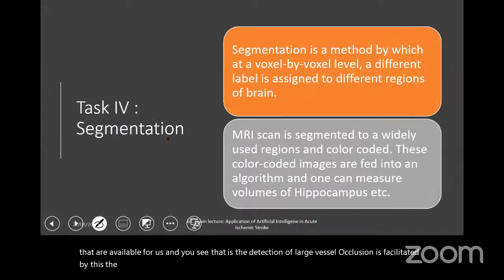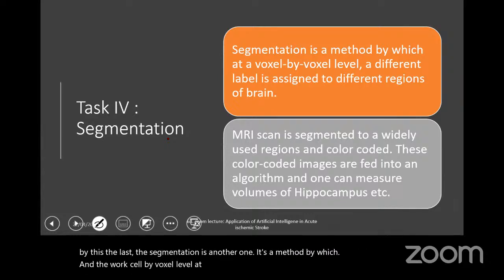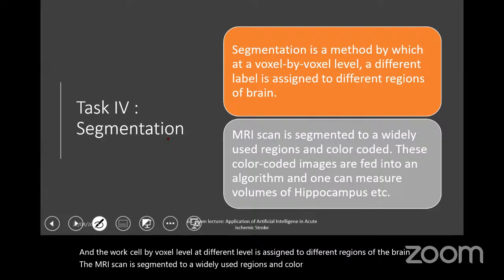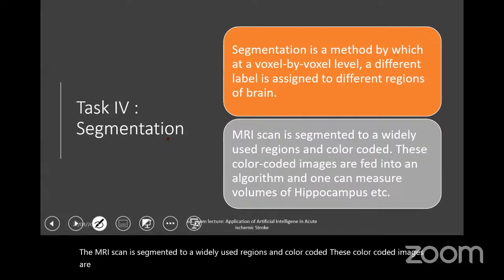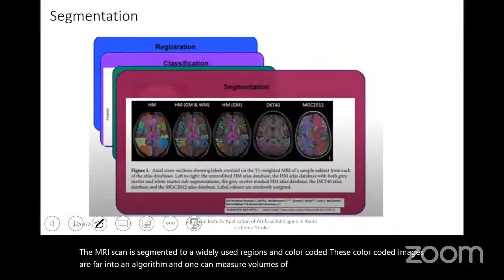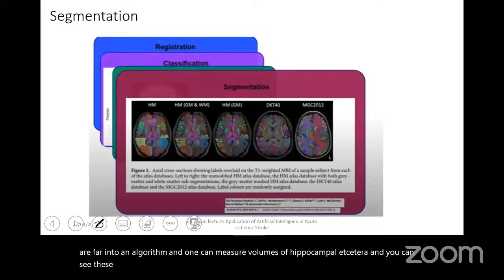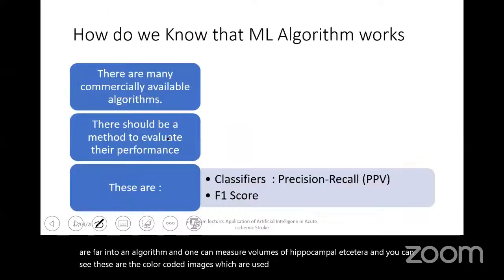The segmentation is another one. It's a method by which, at a voxel level, a different label is assigned to different regions of the brain. The MRI scan is segmented into widely used regions and color-coded. These color-coded images are fed into an algorithm, and one can measure volumes of hippocampal regions etc. And you can see these are the color-coded images which are used in segmentation.